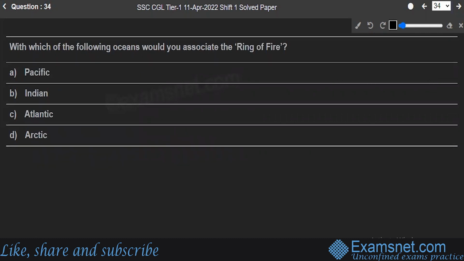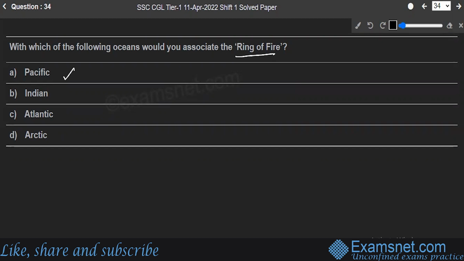With which of the following oceans would you associate the Ring of Fire? Is it Pacific, Indian, Atlantic, or Arctic Ocean? See, if I'm talking about the Ring of Fire, many volcanic eruptions and earthquakes occur over here. The Ring of Fire is correctly associated with the Pacific Ocean.